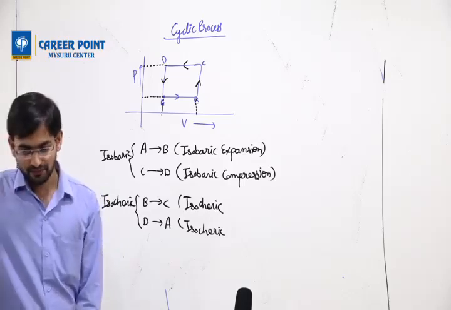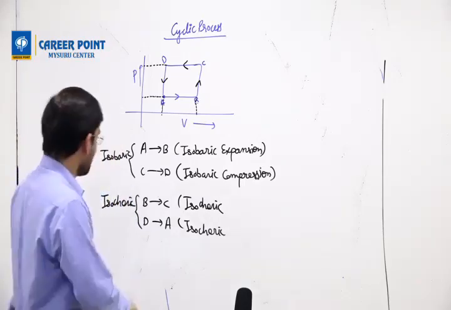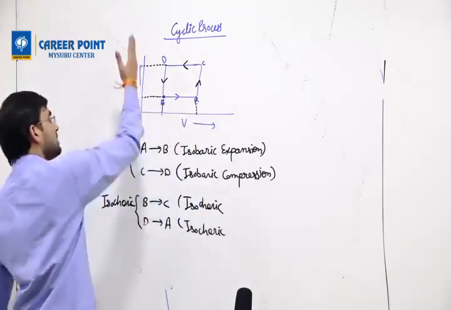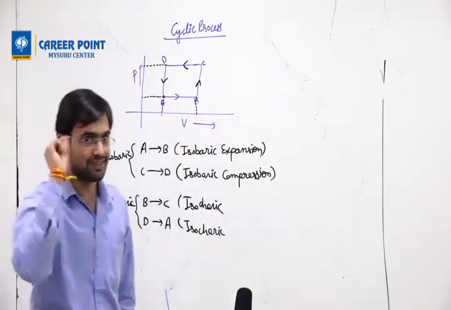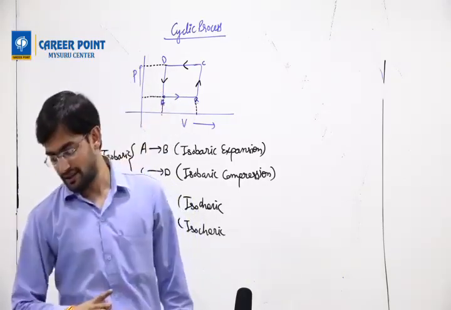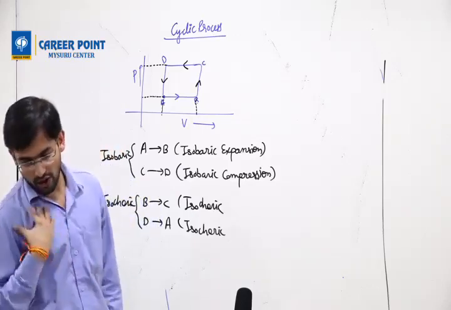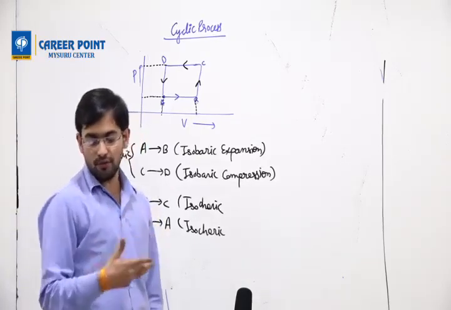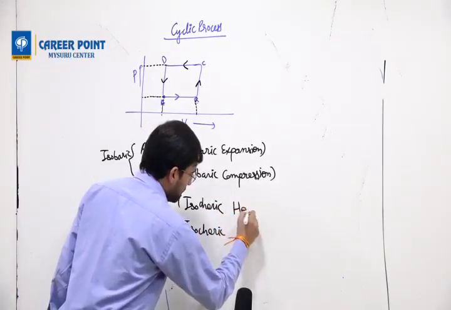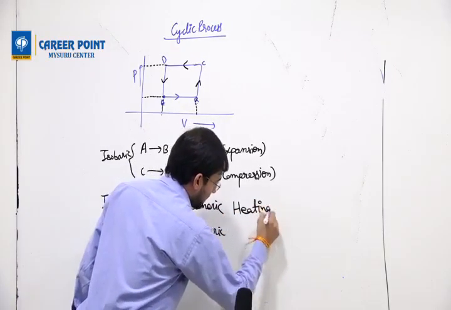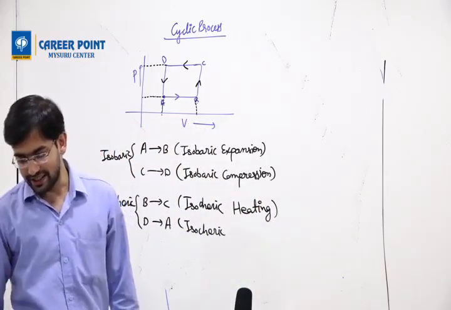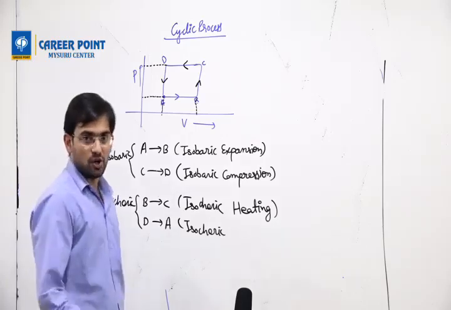So, the word that goes here is P2C. What is increasing? Increasing pressure. You need to think how pressure is increasing. No expansion also. So this is called isochoric heating. This is called isochoric heating.